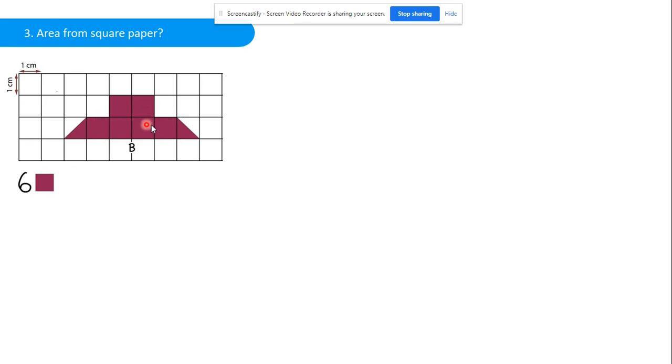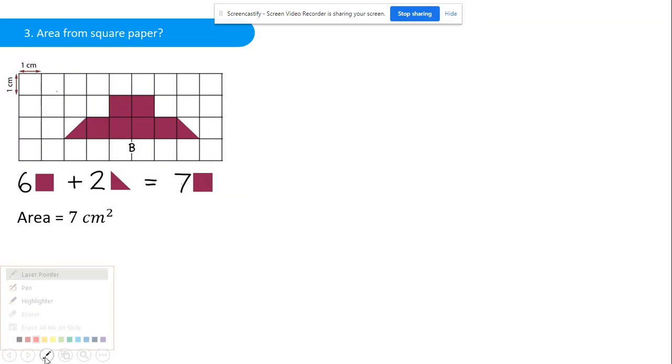We can see there are 6 squares that are completely filled in. 1, 2, 3, 4, 5, and 6. And there are 2 squares that are half filled in with these triangles. So we have 6 wholes plus 2 halves. We have 7 squares. So the area is 7 centimetres squared.